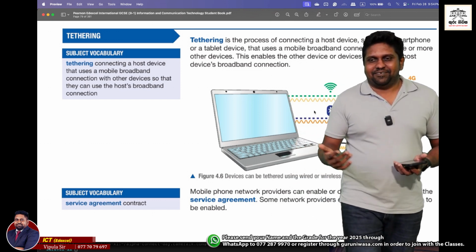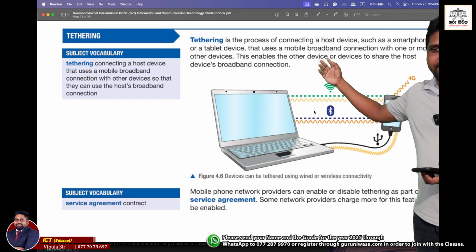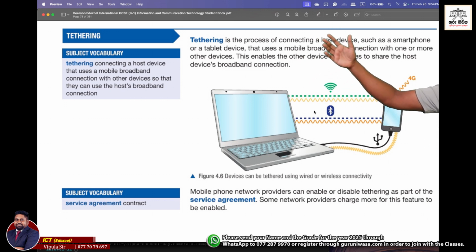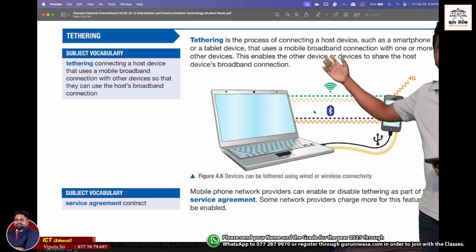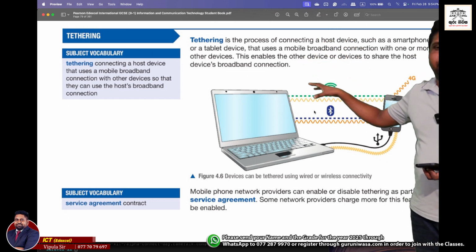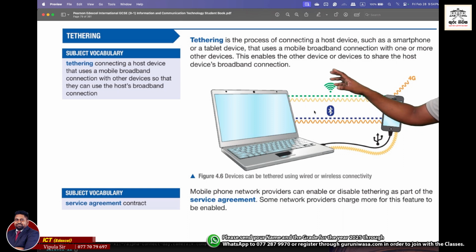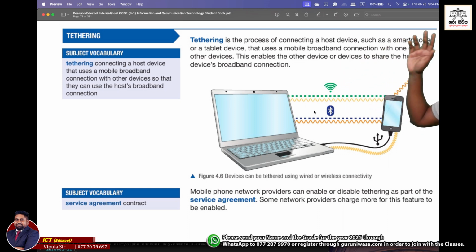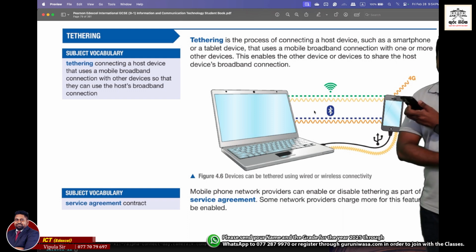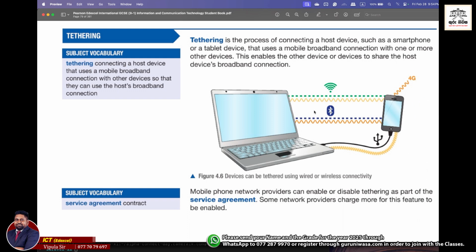So the idea behind tethering is the process of connecting to a host device. You basically take one point and you connect it into a host device, and you will try to share or use data which will be consumed by the host device. So that's the whole idea behind tethering.